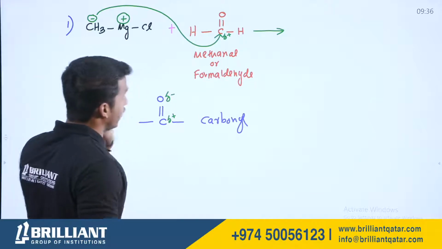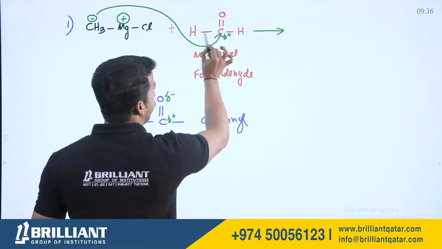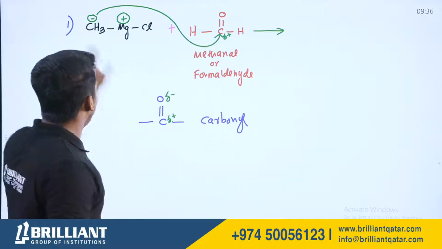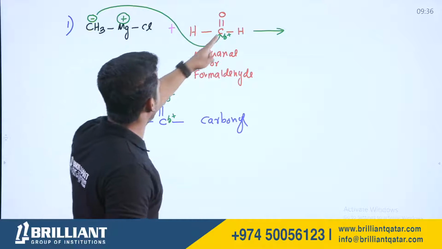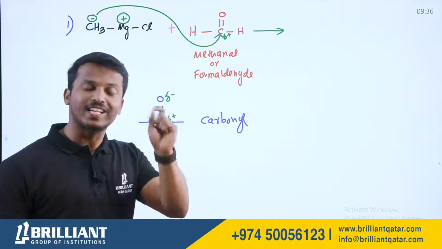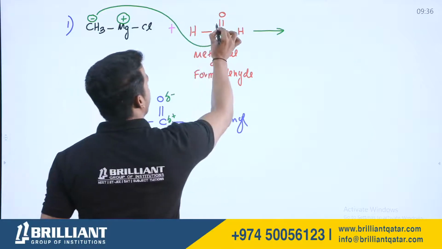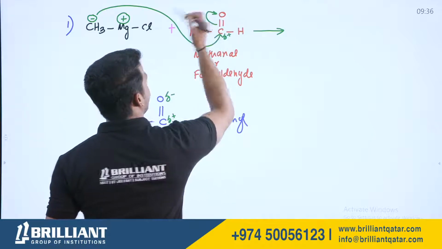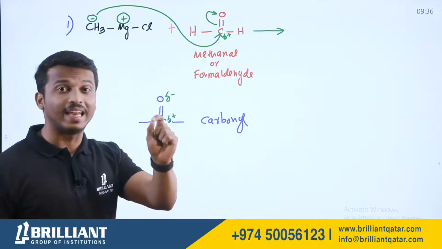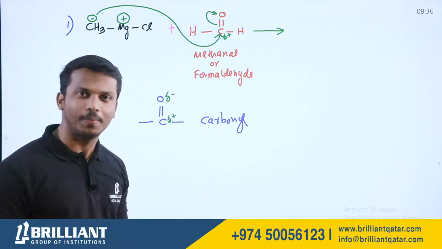Dear, here you can observe this carbon already has 4 bonds satisfied, correct? Carbon valency is 4. When this CH3 tries to make a bond with this carbon, the valency becomes 5. In order to maintain it as 4, what happened? One of the bonds of this double bond, its electrons, shifted to oxygen. So oxygen is getting the electron, so the oxygen charge will be negative.